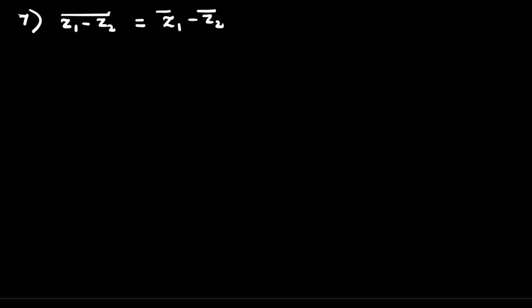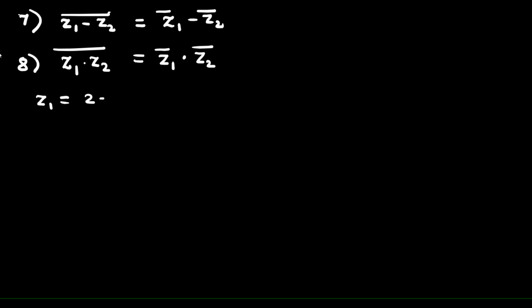Similarly, just like the previous example. Now we'll see the eighth property. Again, for the multiplication you can separate the conjugate. That is, the conjugate of z1 into z2 will be equal to z1 conjugate into z2 conjugate. Again, for that case, I consider z1 is equal to 2 plus 3i, and then z2 is equal to 5 plus 7i.